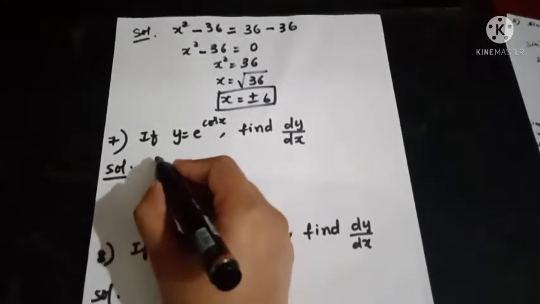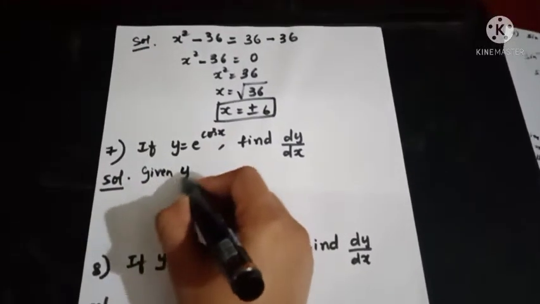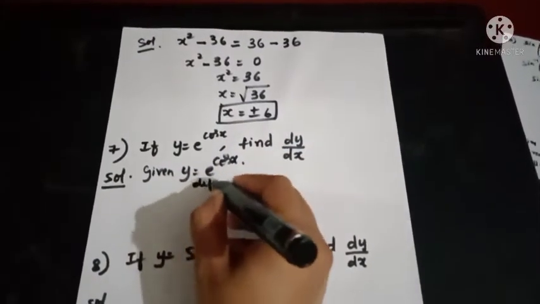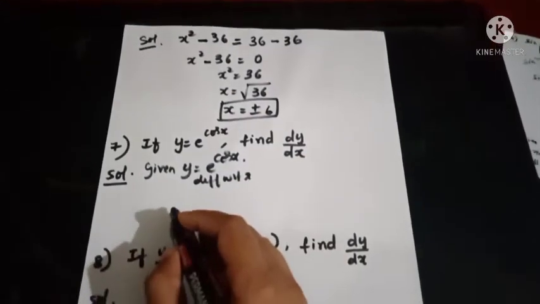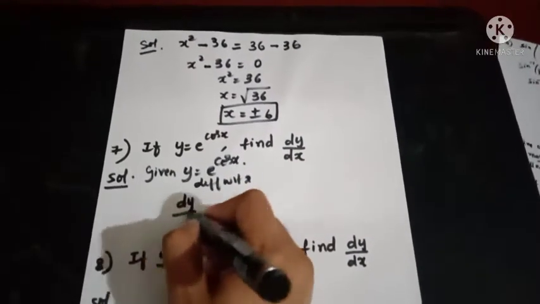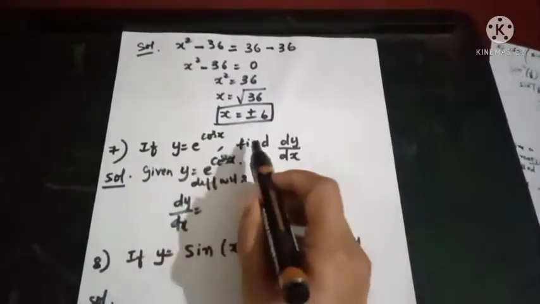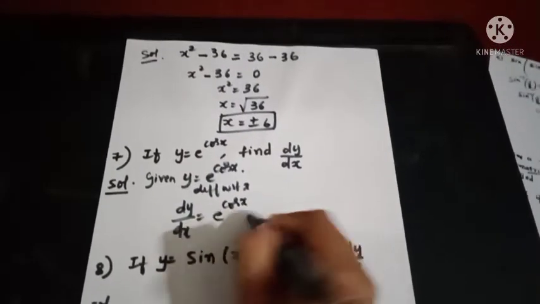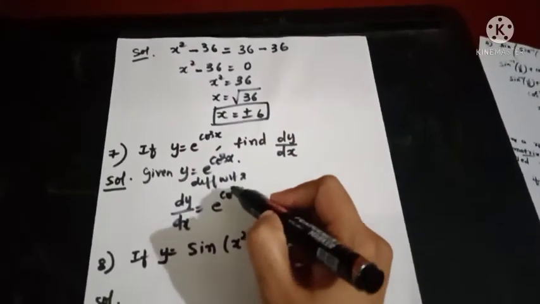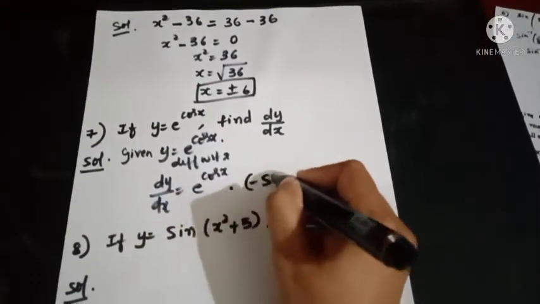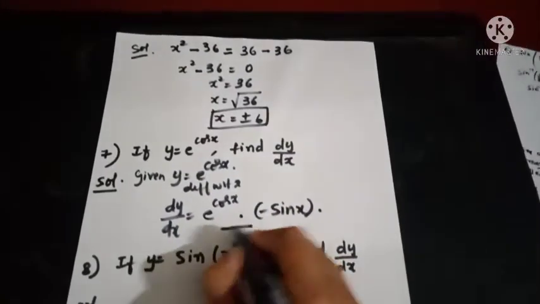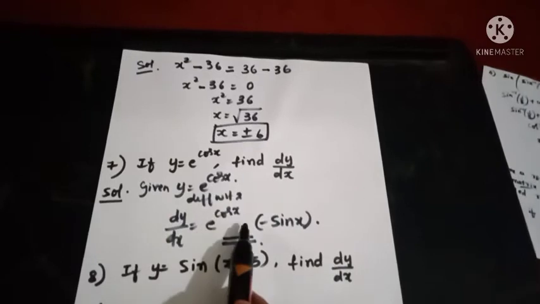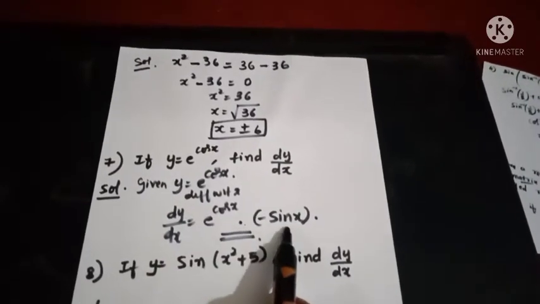To find what is given? Given is y is equal to e to the power of cos x. We know that if we differentiate with respect to x, dy by dx is the differentiation of exponential function, which is the exponential function itself, e to the power of cos x. Since there is another function cos x, the differentiation of cos x is minus sin x. So this is the answer. Differentiation of exponential function is e to the power of cos x into the differentiation of cos x, which is minus sin x.